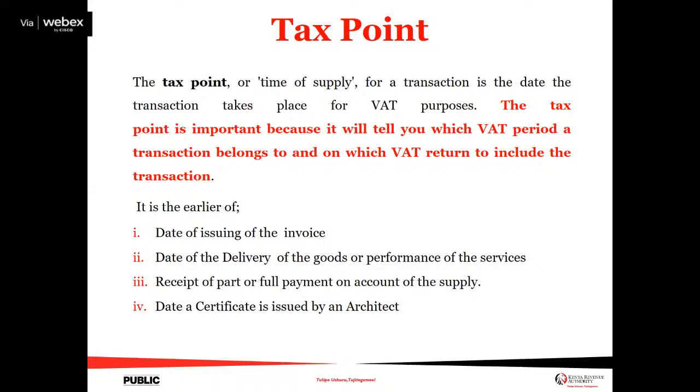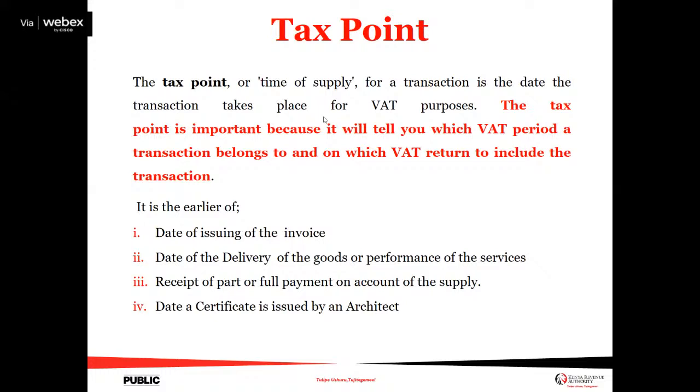Usually the parameters that we use to determine the tax point are: one, when did you issue that particular invoice? Two, when was the date of delivery of the goods or performance of the service? Three, when did you receive part or full payment on account of the supply that you're supplying? And four, the date a certificate is issued by an architect.